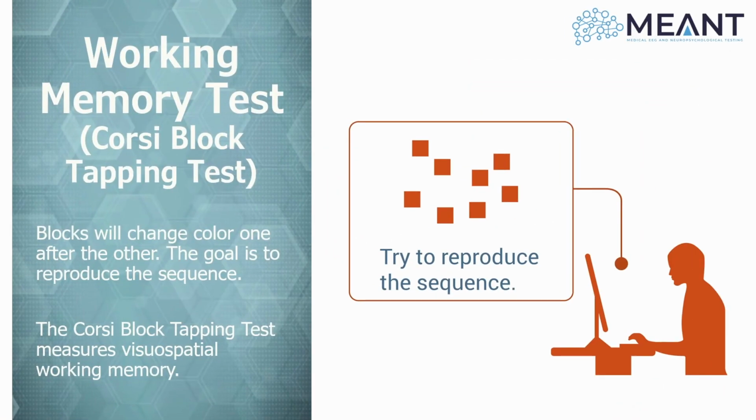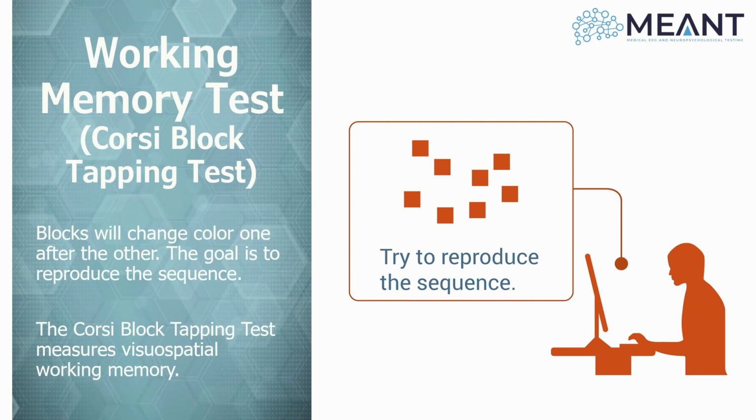Next, we turn to the Corsi Block Tapping Test, which measures working memory. In the Corsi Block Tapping Test, an array of colored blocks is shown on the screen. One by one, the blocks can change color in sequences of increasing length. When a sequence is complete, the subject is instructed to try and reproduce the sequence by clicking on the correct blocks in the correct order.